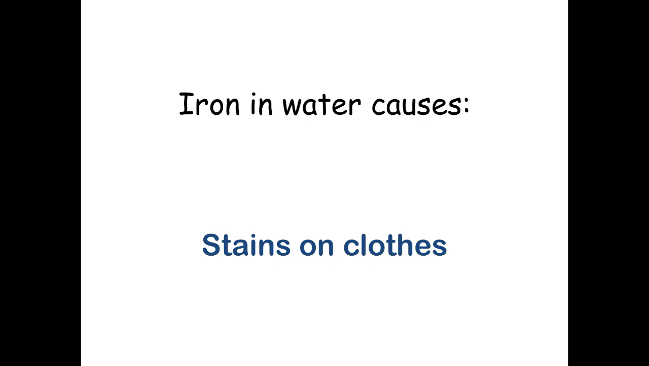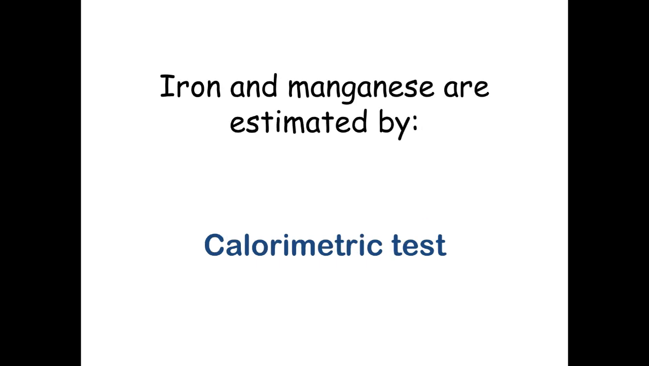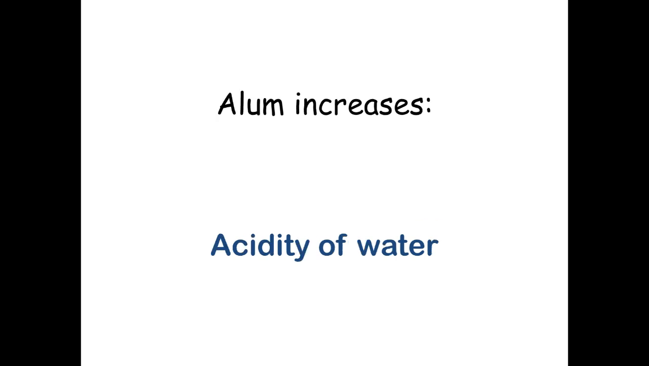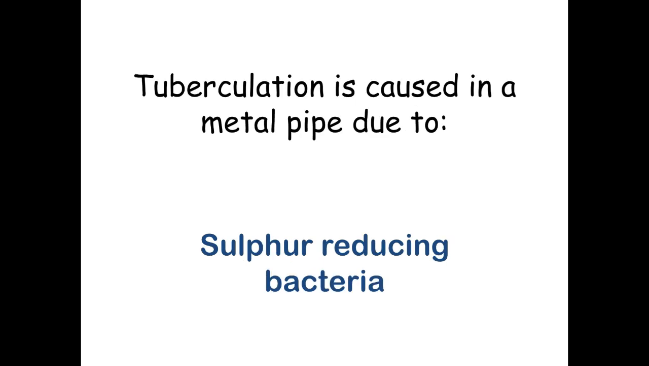Iron in water causes stains on clothes. Iron and manganese are estimated by colorimetric test. Alum increases acidity of water. Tuberculation is caused in a metal pipe due to sulfur-reducing bacteria.